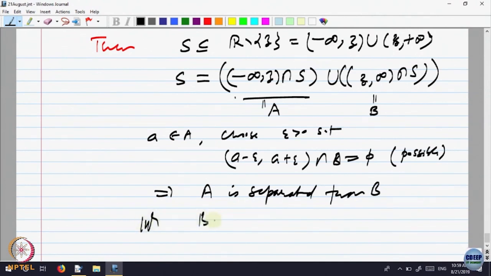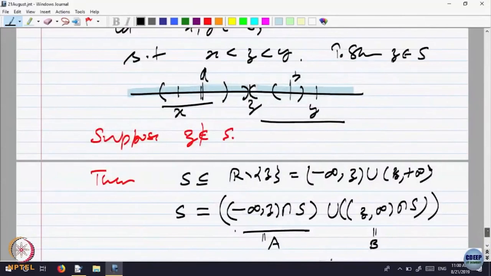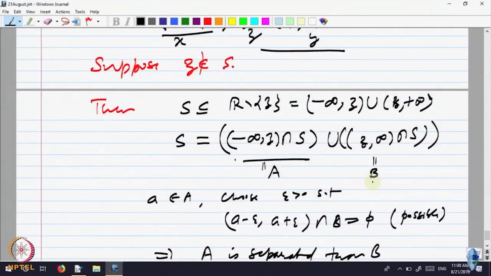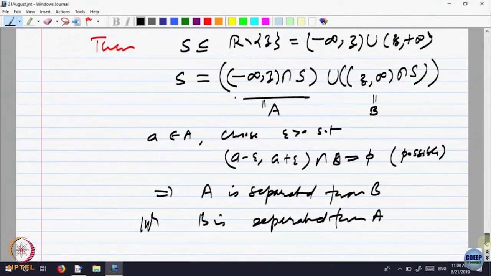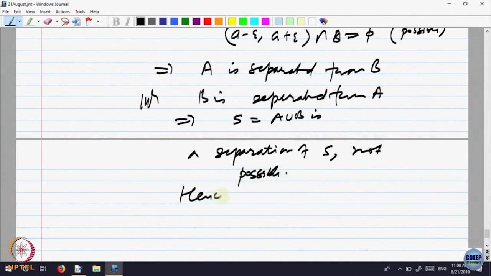Similarly, B is separated from A, the other way around. If I take a point on the right side, I can similarly do it. Is it clear to everybody? Similarly means if I take a point b in B, then there is a neighborhood which does not go on the left side. So, what have I got? If Z does not belong to S, I have got a separation of S, but S is connected. So, contradiction. So, S equal to A union B being a separation of S is not possible. Hence, S is an interval.